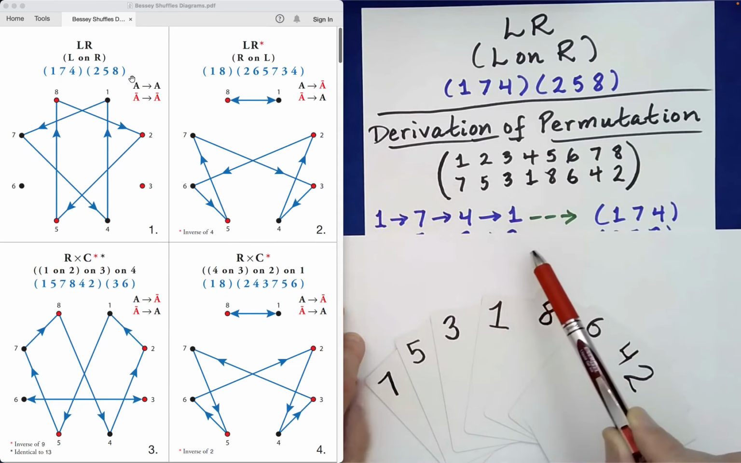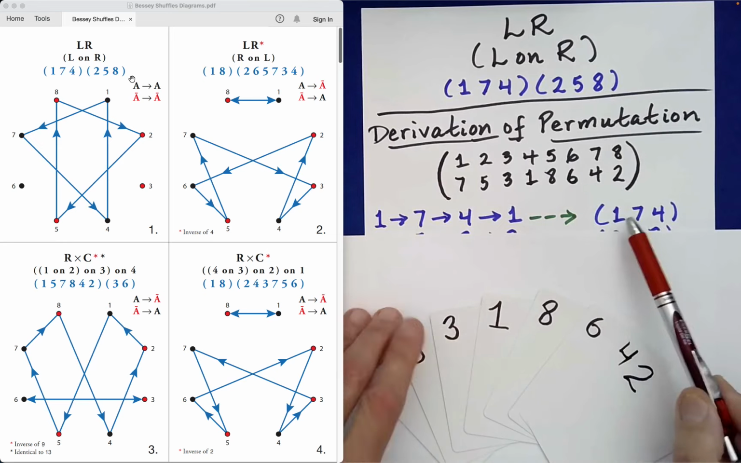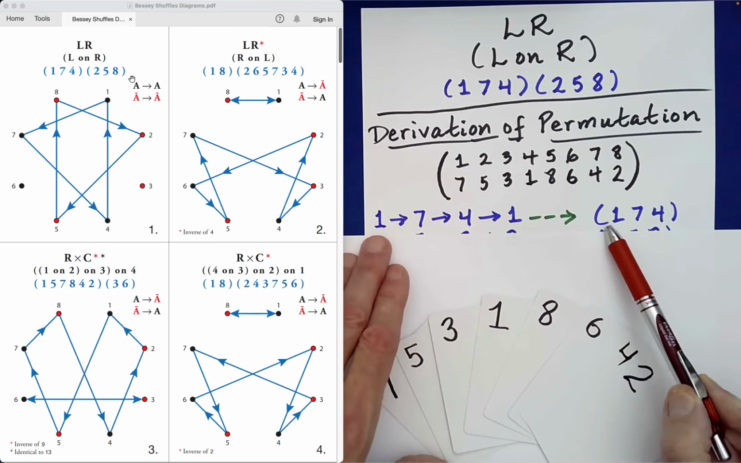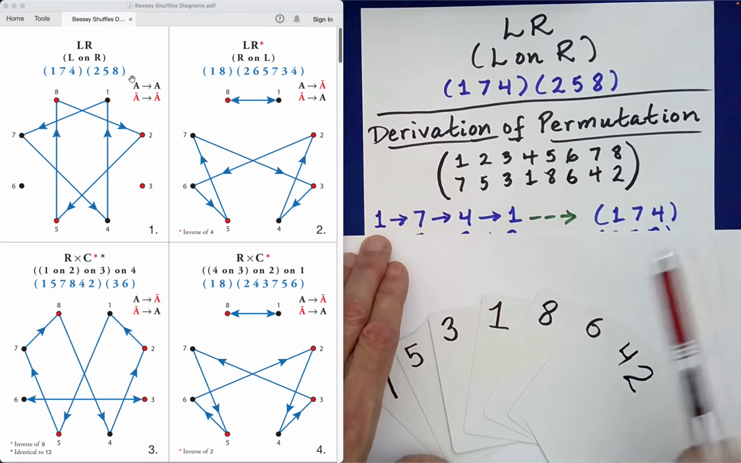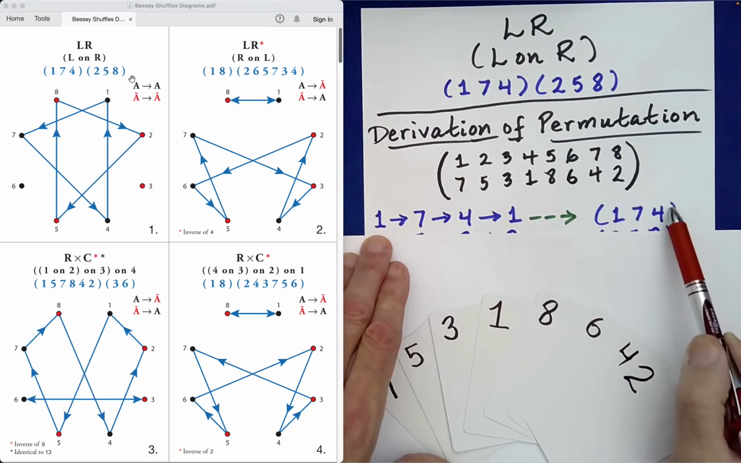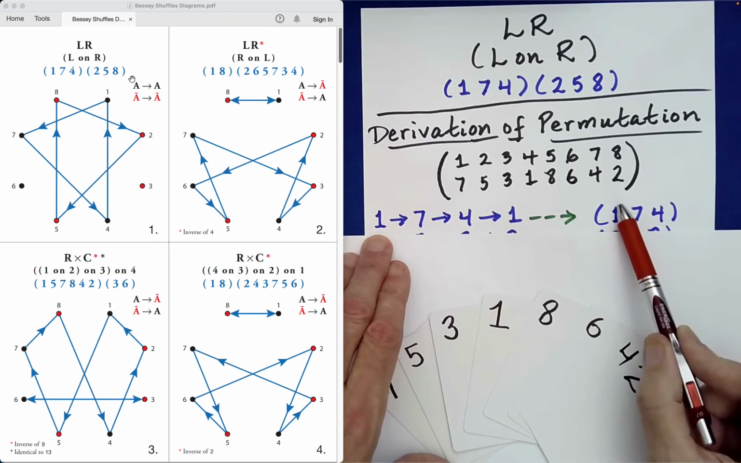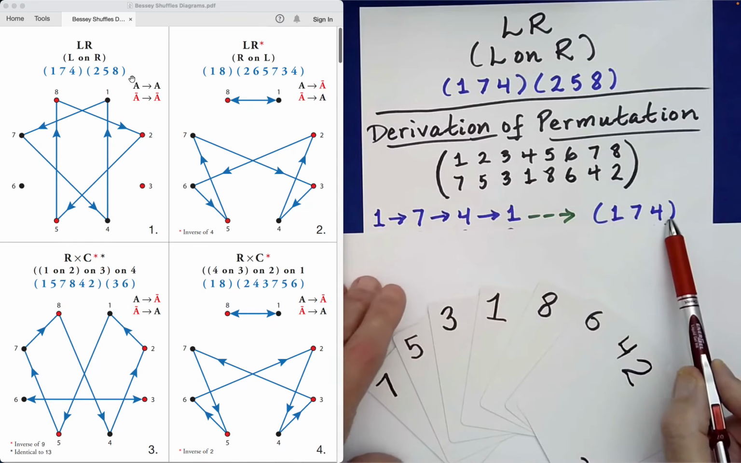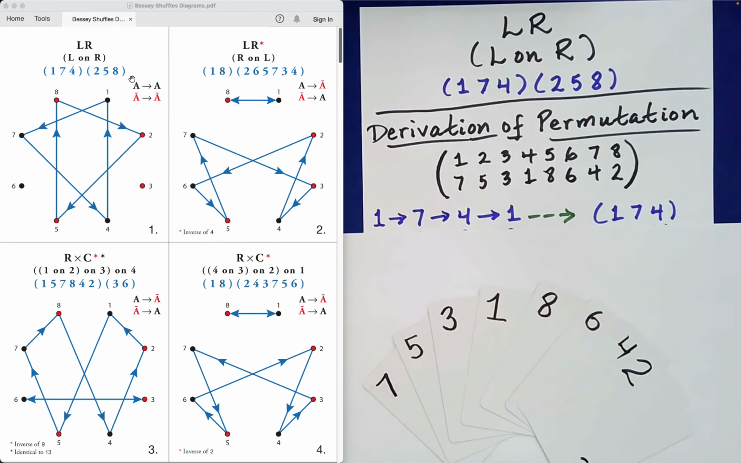Okay? So a way to compress all of that information into as few characters as possible is the following. We start with an open left parenthesis, and then we just write the values 1, 7, 4, and then close with a right parenthesis. The assumption here is that the 4 wraps around to the first value in that cycle, namely 1. So the information here is capturing what's happening with 3 of the elements in our original sequence.